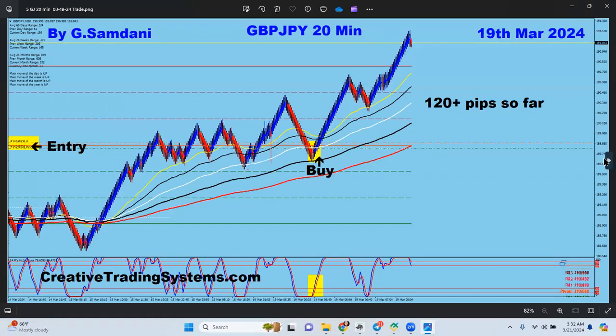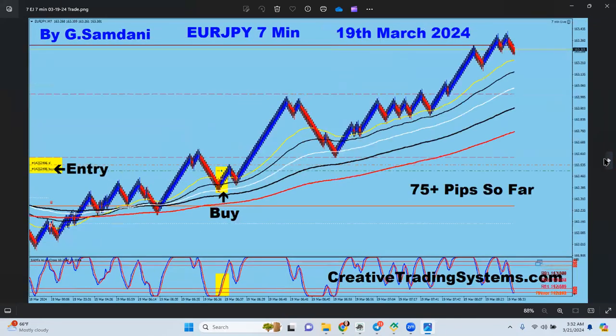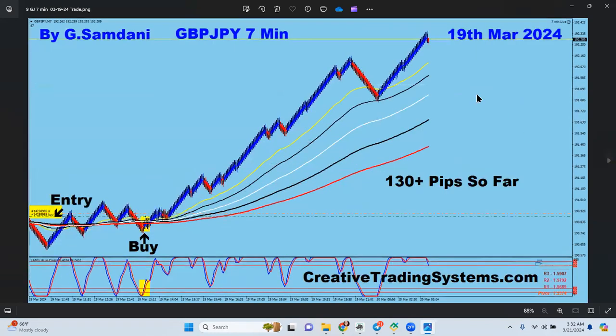First trade here, 19th March. This is all going to be the 19th and 20th. This one, then CAD yen for 50 pips. Then this is Euro yen for 75 pips. All long, long, long. USD yen gave me a beautiful entry here for 85 pips. All the entries, you will see this buy order here. SL moved to break even.